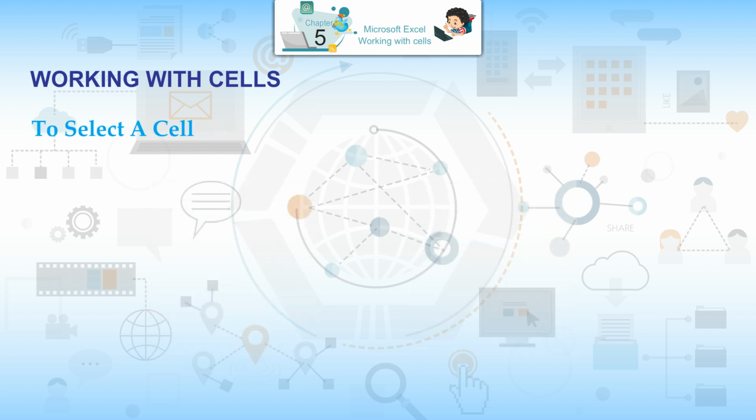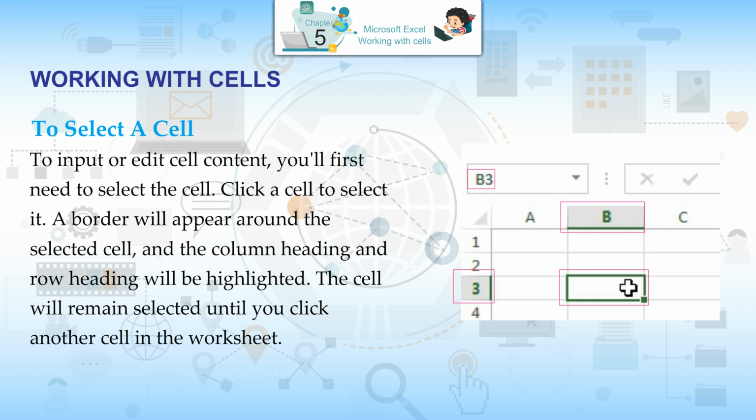To select a cell. To input or edit cell content, you'll first need to select the cell. Click a cell to select it. A border will appear around the selected cell, and the column heading and row heading will be highlighted. The cell will remain selected until you click another cell in the worksheet.